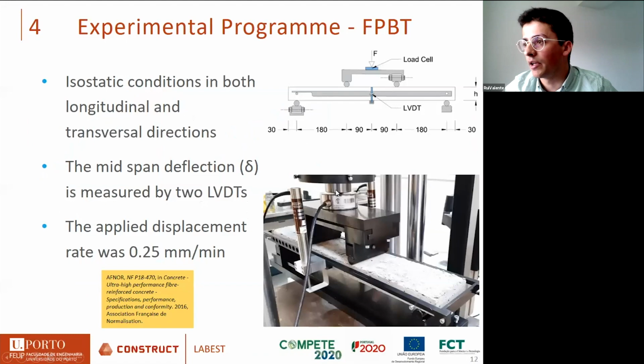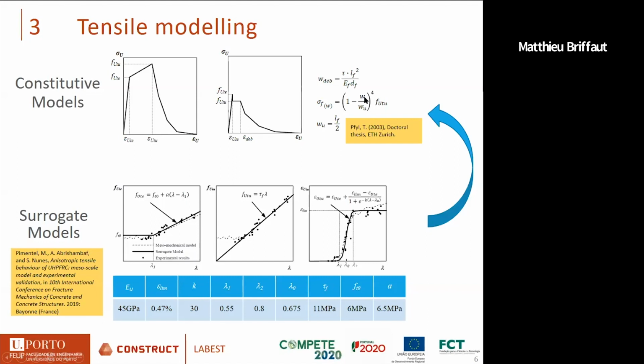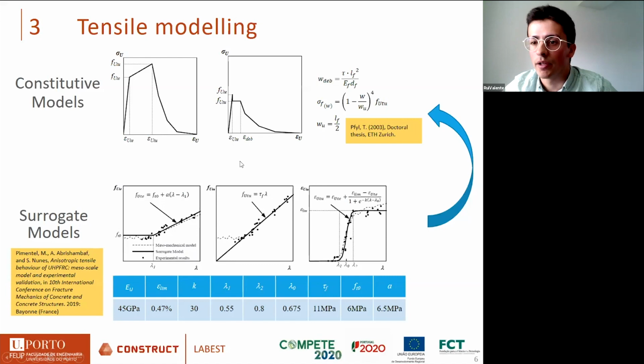The surrogate models employed are mainly for the strain hardening behavior. We followed some formulas proposed by Phil in his doctoral thesis to find the crack opening for the debonding, and then we follow this formula for the pullout of the steel fibers and the softening behavior. And that is why we didn't focus on the post-peak response. I don't know if that was the question. Yeah, it was the question, but it could be interesting to see what the simulation gives after the post-peak. Yes. But it wasn't the case, but I could do that.